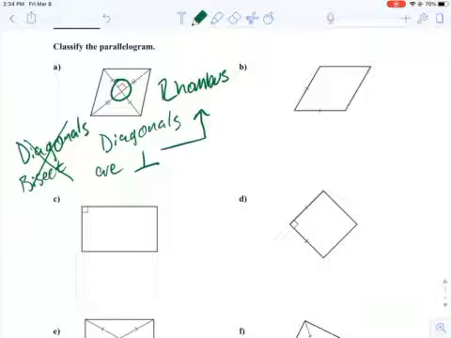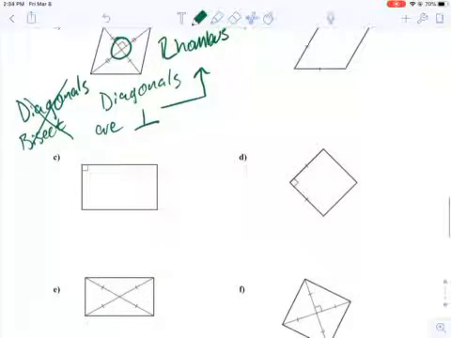So go ahead, and this is where you should pause the video and go through the next 5 here and do them on your own.